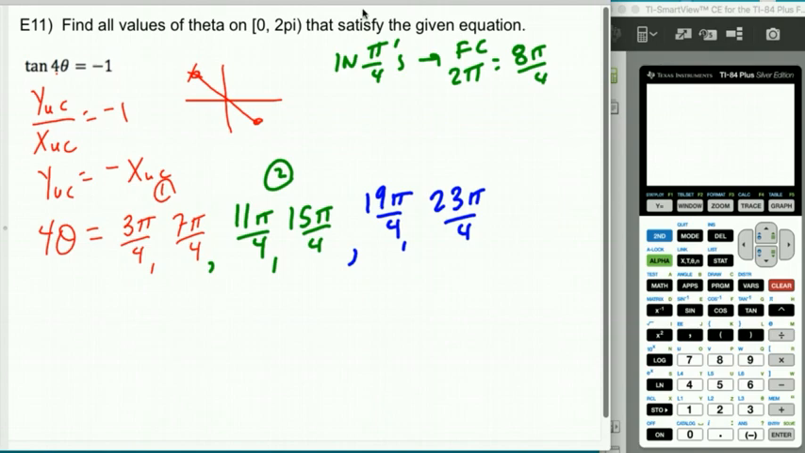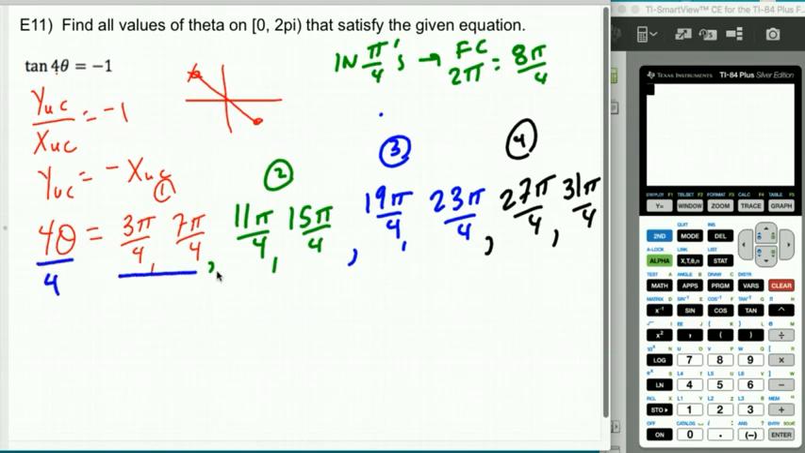And then when I take my last trip around this circle, so that was trip number 3, right? But I'm going around 4 times because b was 4. My fourth trip around the circle, I'm going to add another 8, right? So I end up with 27 pi over 4, and then another 8, which would be 31 pi over 4, right? So all of that, and then once I have the full list of those values, I have to divide every single one of these things by 4 to get the answers.